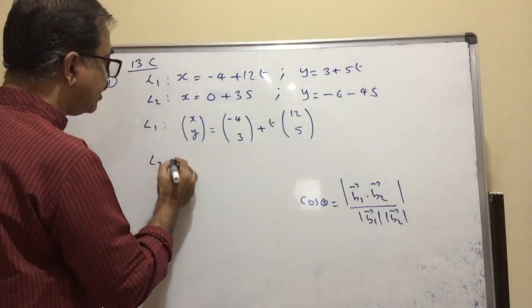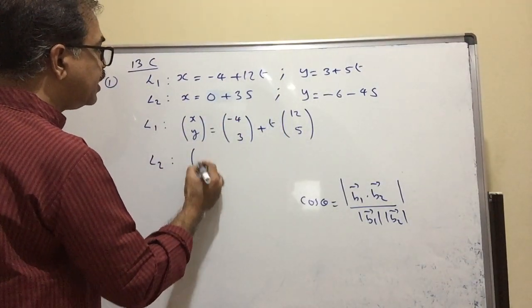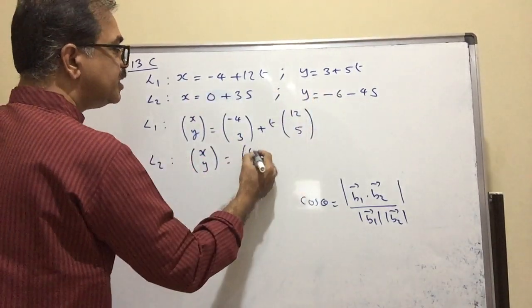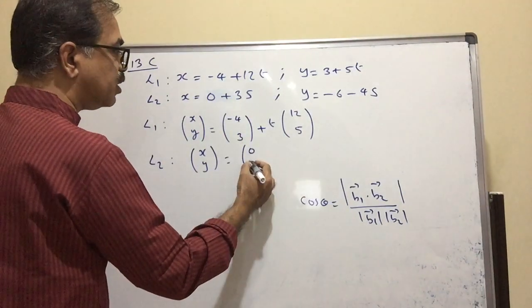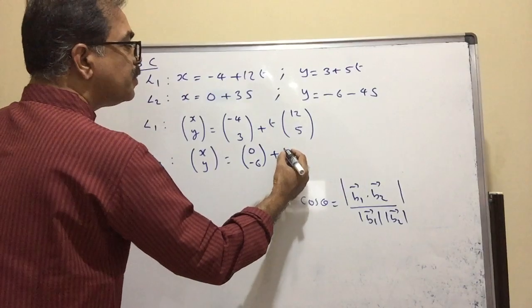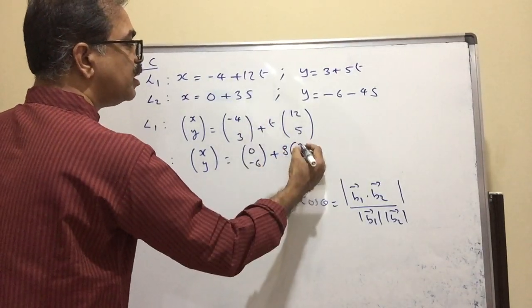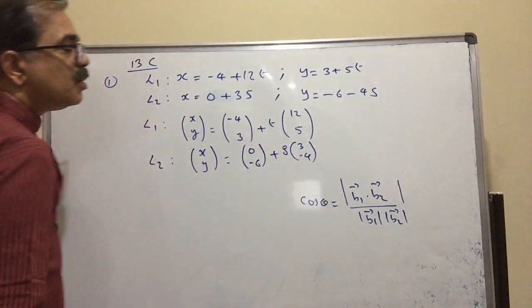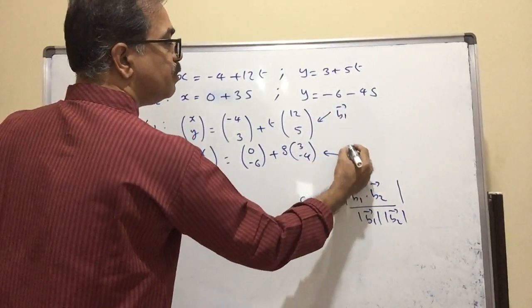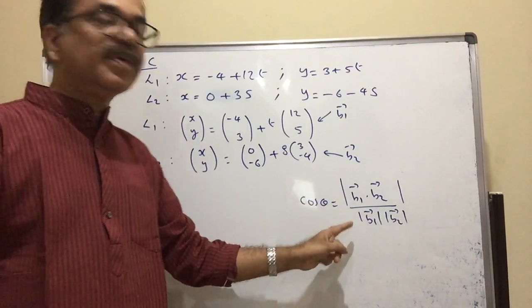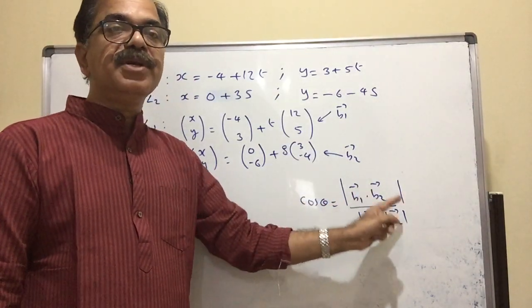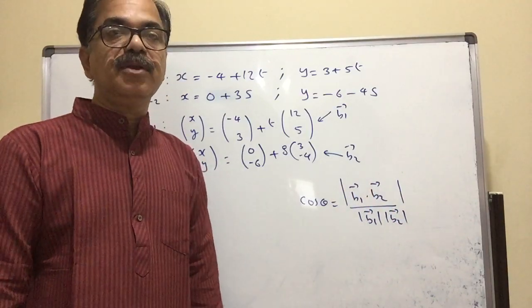And also the second line, if I write it in the same format, (x, y) is equal to (0, -6). That's the reason why I added 0 there, which was not really necessary. You could have otherwise also thought about it. This is s times (3, -4). So this turns out to be my b1 vector, and this turns out to be my b2 vector. And the angle between the two vectors is given by this formula: cos theta is equal to the absolute value of b1 dot b2 divided by modulus of b1 into modulus of b2.